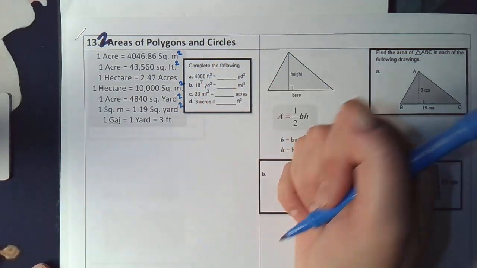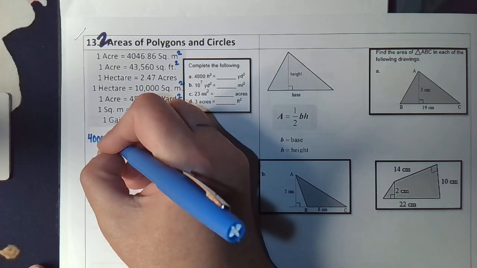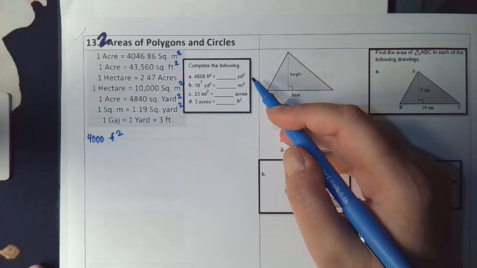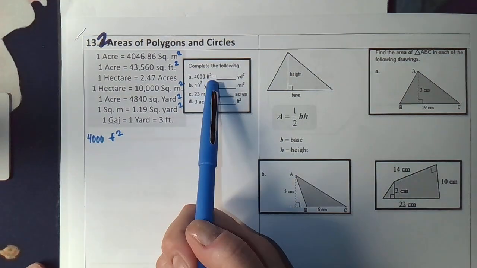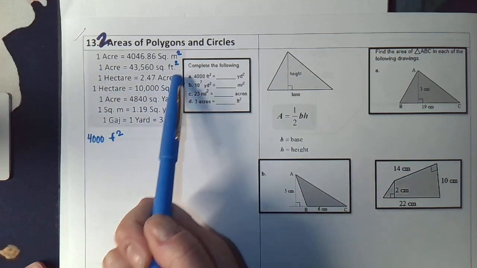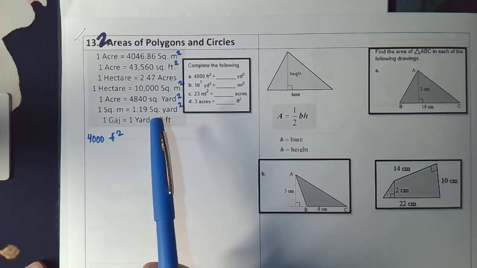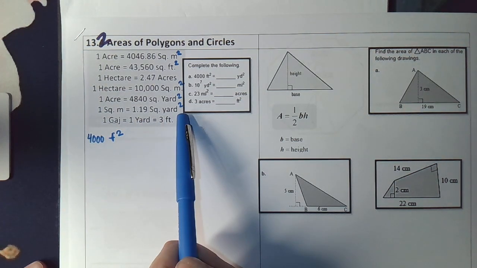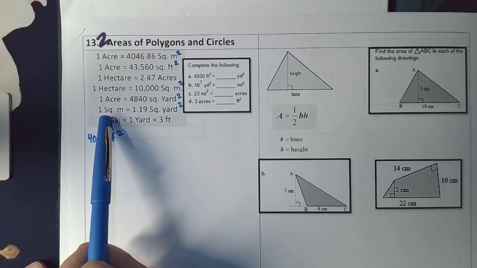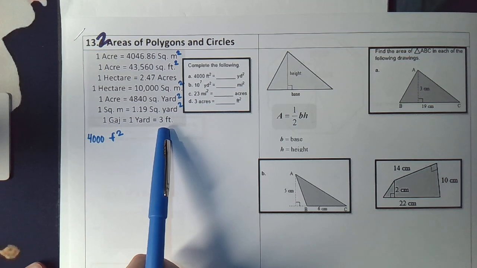Okay, so part A says complete. Let's see, we got 4,000 feet squared, and it has to get to yard squared. Let's see if we have anything that involves feet squared and yard squared. Here's feet squared, no yard squared. Here's yard squared, no feet squared, dang it. Okay, here's yard squared. Here's square mile. And then we have 1 yard is 3 feet.